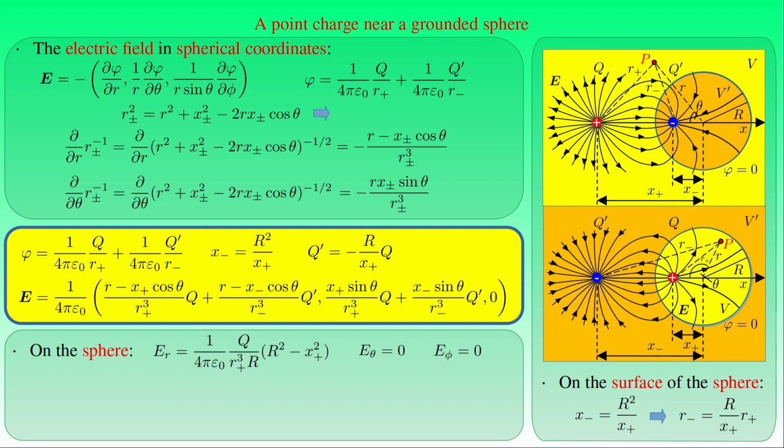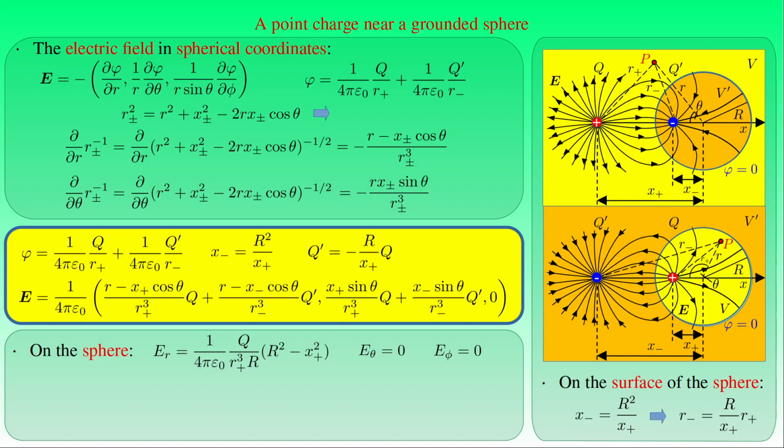This result confirms that the electric field lines are perpendicular to the equipotential surface of the grounded sphere, as we expected. We can also apply the theory of images together with Coulomb's law to determine the force exerted by the charge q on the sphere, with its induced charge represented by the image charge q prime.